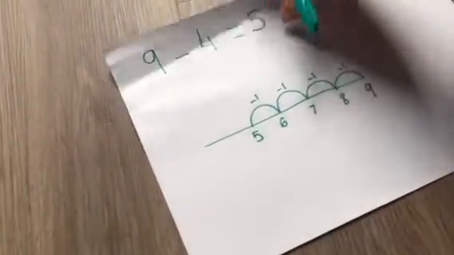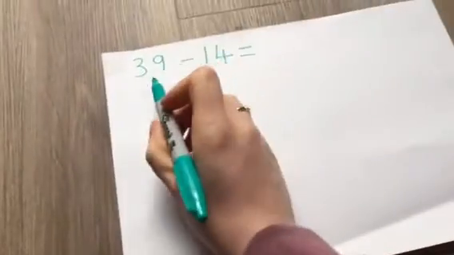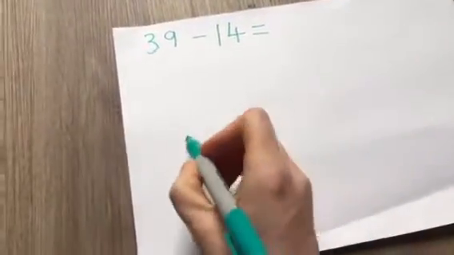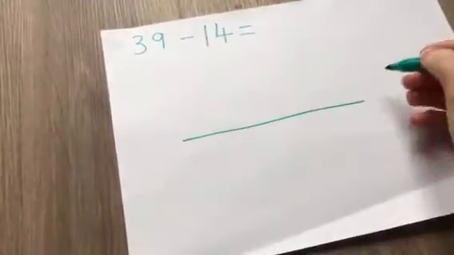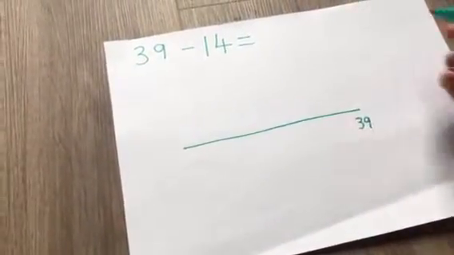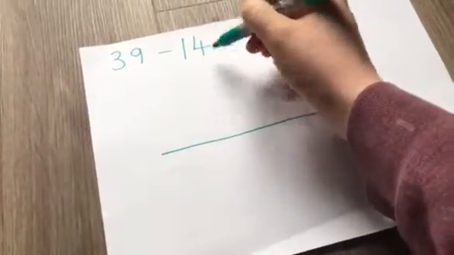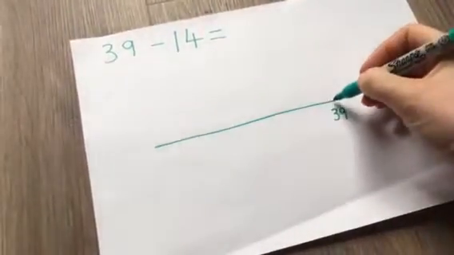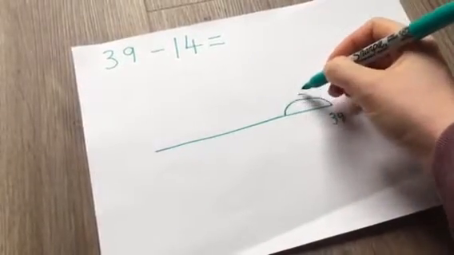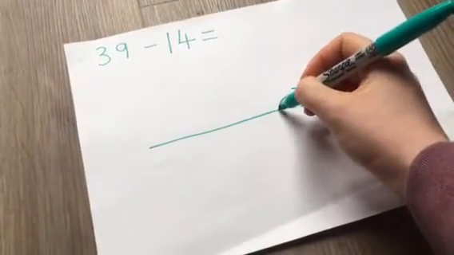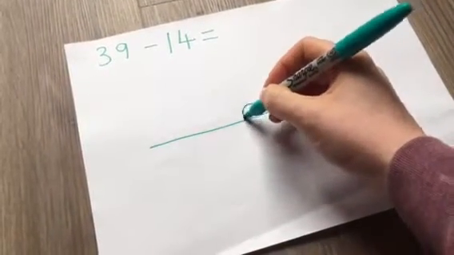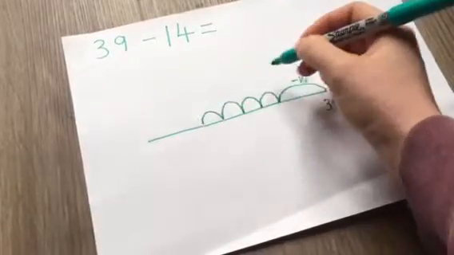Now again, when we move on to our year 2s, we are again looking at the same method, but we would expect the children to be able to do the 10s and the 1s. So we would draw our empty number line. We would start with our biggest number, our 39, and we would break up our 14 into the 10s and the 1s. So I want 1 10s jump, and 4 1 jumps. 1, 2, 3, 4.